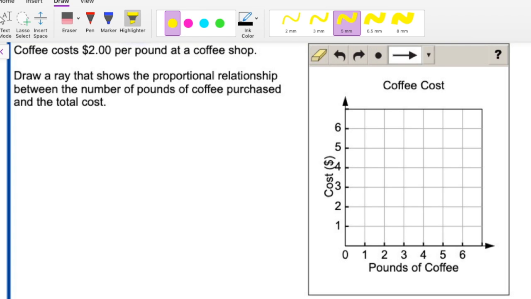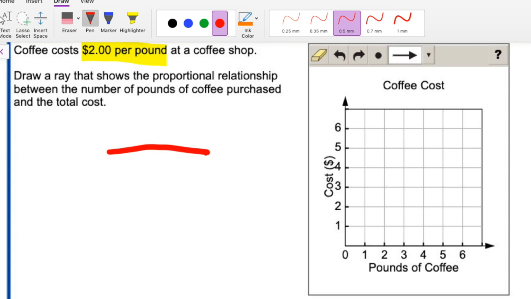Coffee costs $2 per pound at a coffee shop. I'm going to highlight our given right here, $2 per pound. Draw a ray that shows the proportional relationship between the number of pounds of coffee purchased and the total cost. Unless this sticks out to you right away, and I hope it does, but if it doesn't, that's okay, then we can go about this by drawing a table.